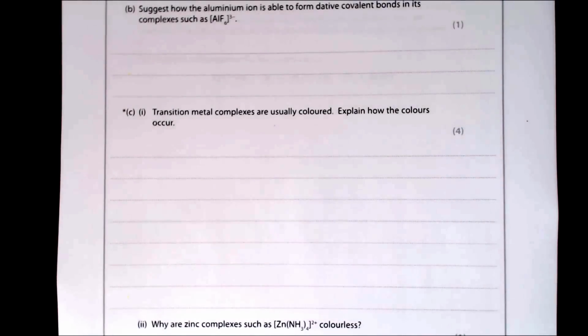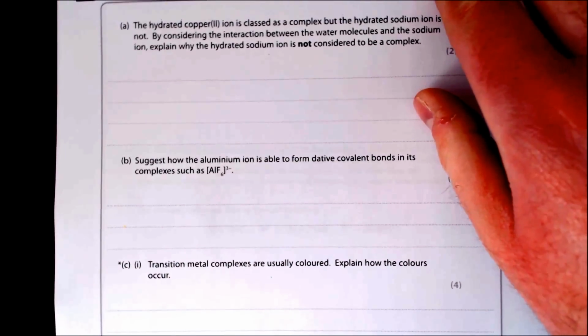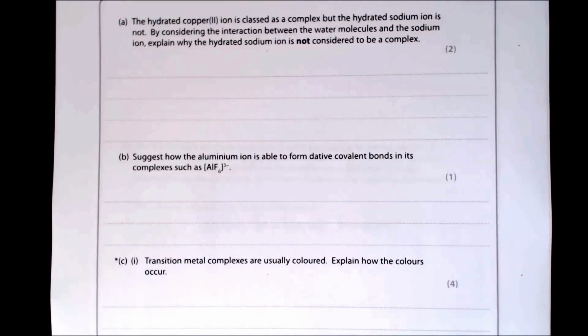Right. Okay, so let's start with part A. It says the hydrated copper-2 ion is classed as a complex, but the hydrated sodium ion is not. By considering the interaction between the water molecules and the sodium ion, explain why the hydrated sodium ion is not considered to be a complex. Right, it's 2 marks.